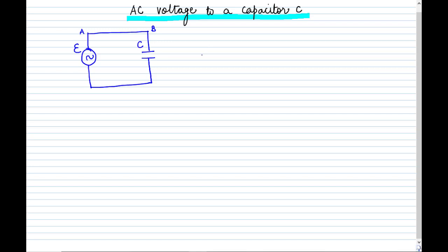So our capacitor is connected to an AC voltage, and this AC voltage is given by V. Because it is an AC voltage, it is sinusoidally varying. So we can easily write down the equation V is equal to Vm sin omega t. Here Vm is the maximum amplitude of the voltage and omega is the angular frequency. So V is equal to Vm sin omega t is the equation of a voltage which is varying sinusoidally, which is an AC voltage.